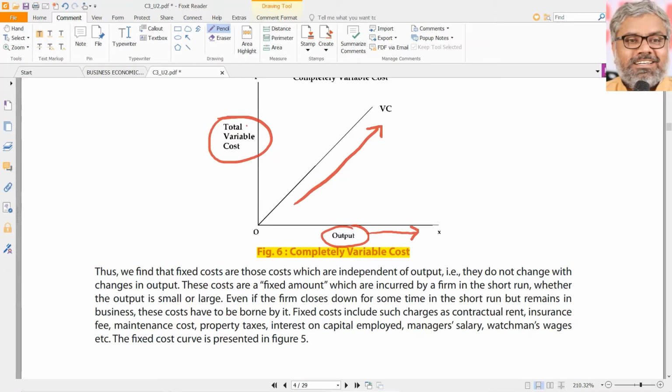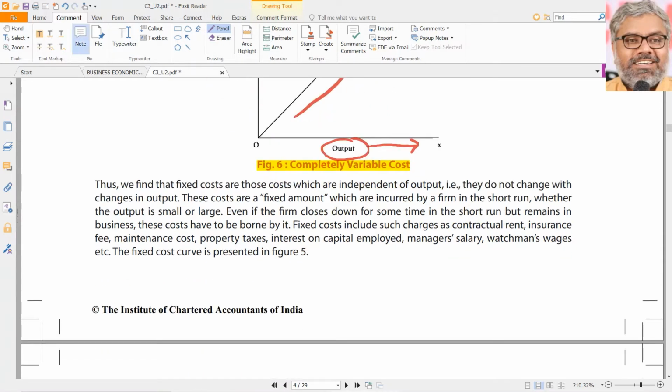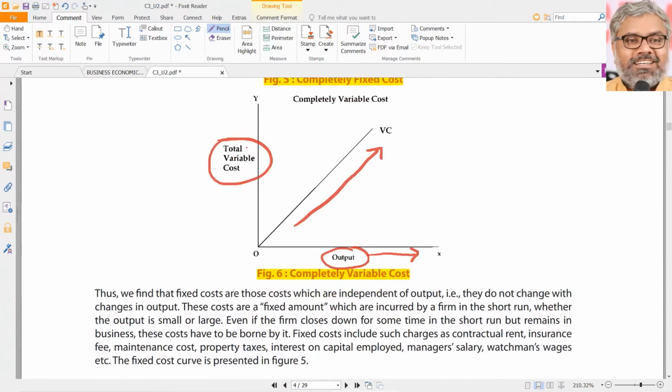But is there a direct relationship between output and total variable cost? Definitely yes. As the output increases, the total variable cost increases. If the output decreases, the total variable cost also decreases. That is why we call it a direct relationship between output or level of activity and total variable cost. Right? Those are the two things we have to observe. And another observation you can make about variable costs is, if the output is 0, variable cost is also 0.